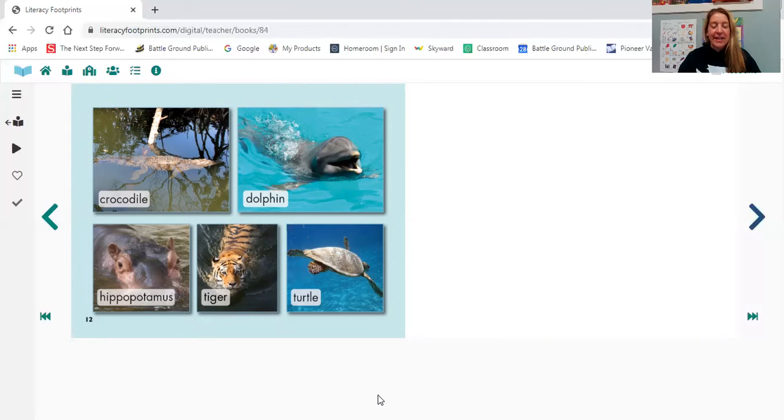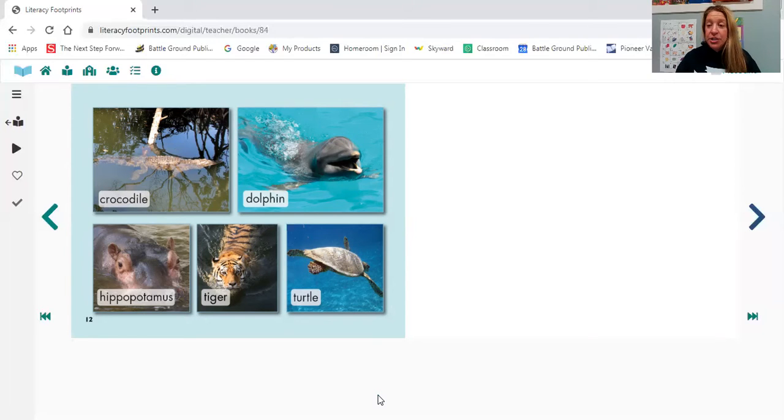Very good. Thank you for sharing. Now I would like you to pick two different animals on this page and think about how those two animals are different. What is different about those two animals? And share that with somebody or share it with yourself. All right, very good. Thank you for sharing today, boys and girls.